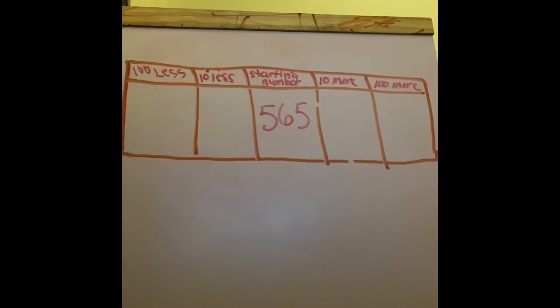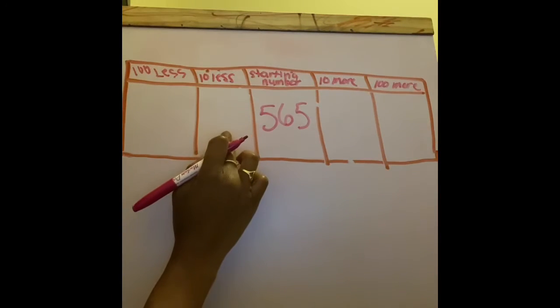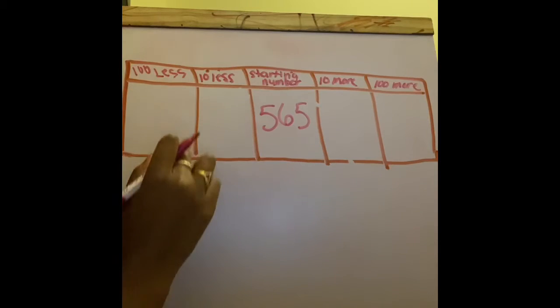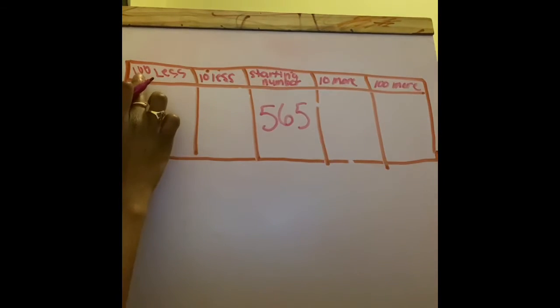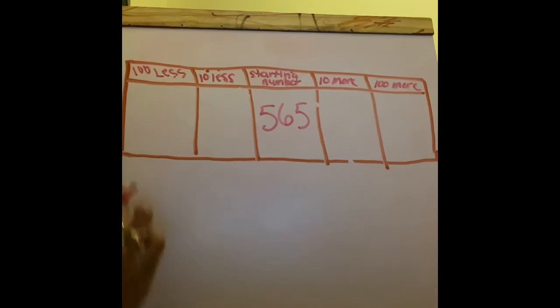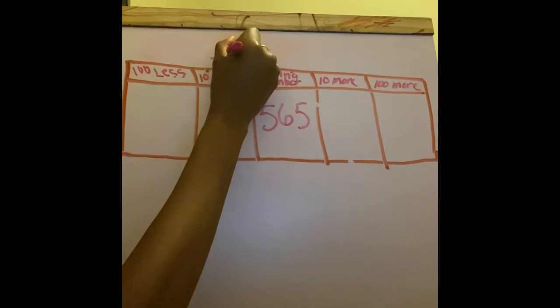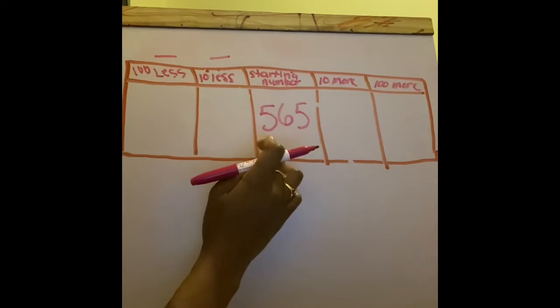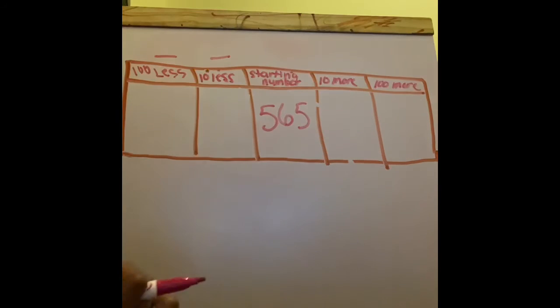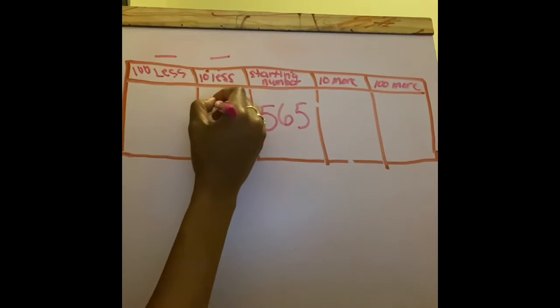So let's get started. Looking at 10 less. Okay, so the keywords in the top boxes are both the number and the word, okay? So looking at the word less, I know less means to subtract. So I'm going to put subtract signs up there, just a reminder that I am subtracting, I'm not adding. So my number should become lower than 565, okay? Looking at 10 less, so I'm going to put 565 here.